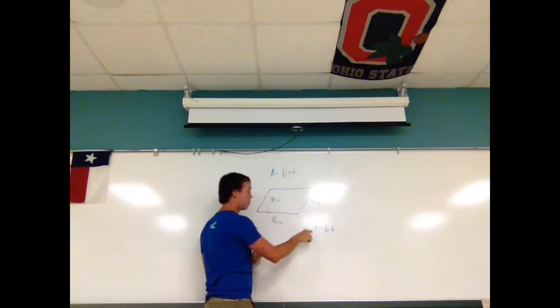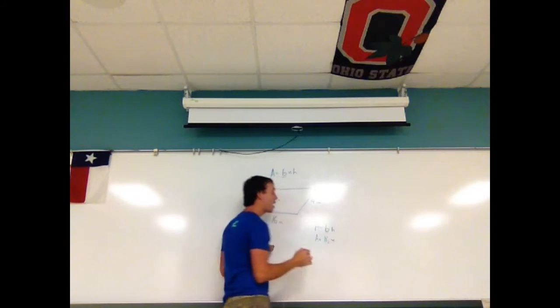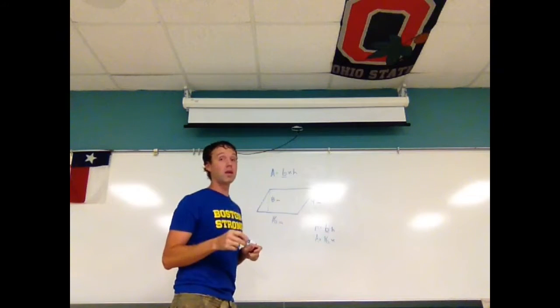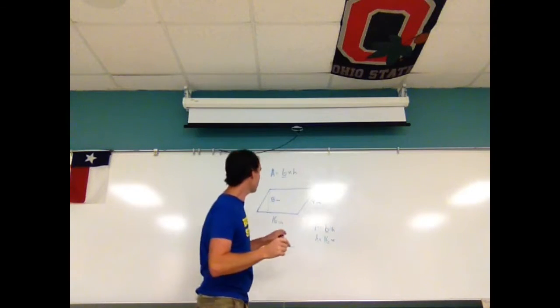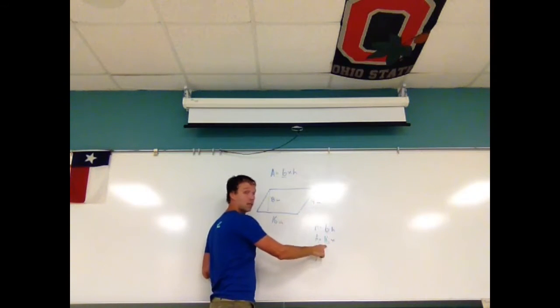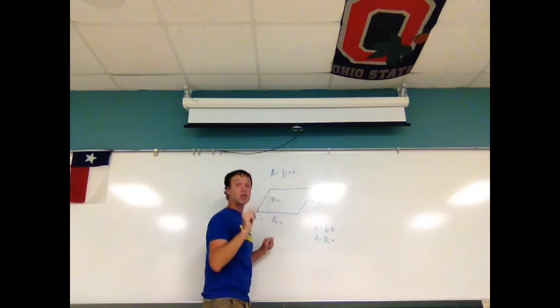But the B in this case is going to be my 16. So A equals 16 times my height. Now, here's where a lot of people get confused, 7th graders and even some 8th graders as well. You have two numbers here. We've already used 16. We have an 8 and we have a 9. Which one do I use?